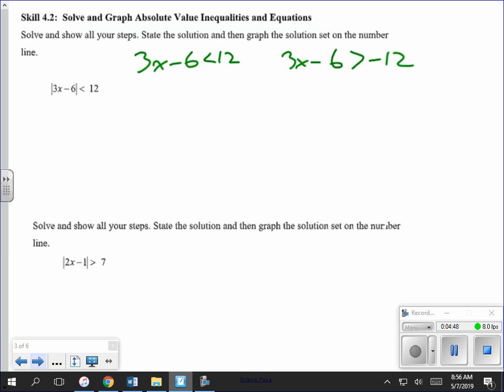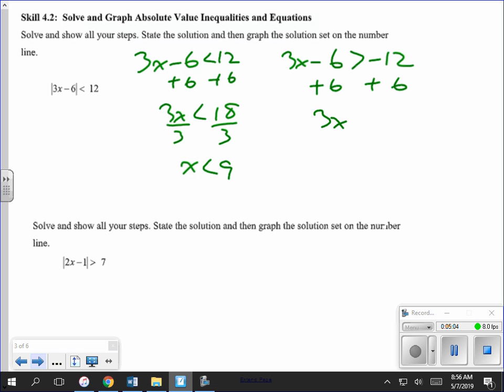And now I just solve each problem individually. Add 6. 3x is less than 18. Divide by 3. X is less than 9. Add 6. 3x is greater than negative 6. Divide by 3. X is greater than negative 2. And because this is less than, this is an and. So this is and.